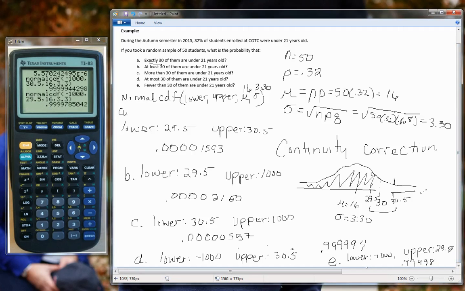Okay, so again, you want to make your continuity correction, which you take whatever number you're looking at and you subtract 0.5 and add 0.5. And then based on whether it's exactly, at least, more than, at most, or fewer than, you use those bounds as we've shown here.